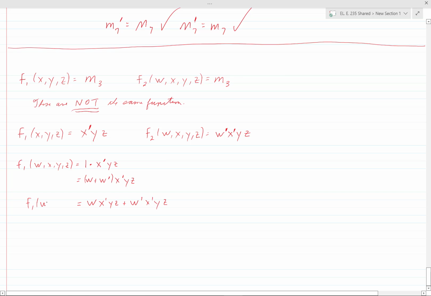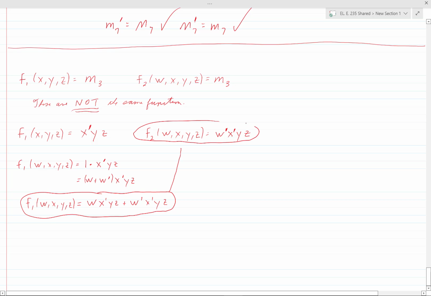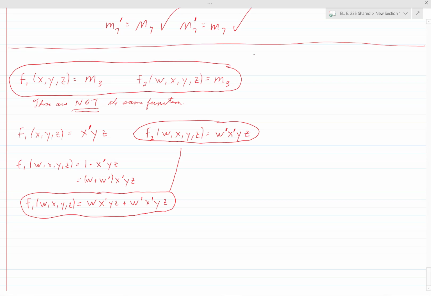And once we write F1 in that form, it's very clear that F1 is not equal to F2. So even though this original expression might have made you think that F1 of XYZ was the same function as F2 of WXYZ, that is not the case.